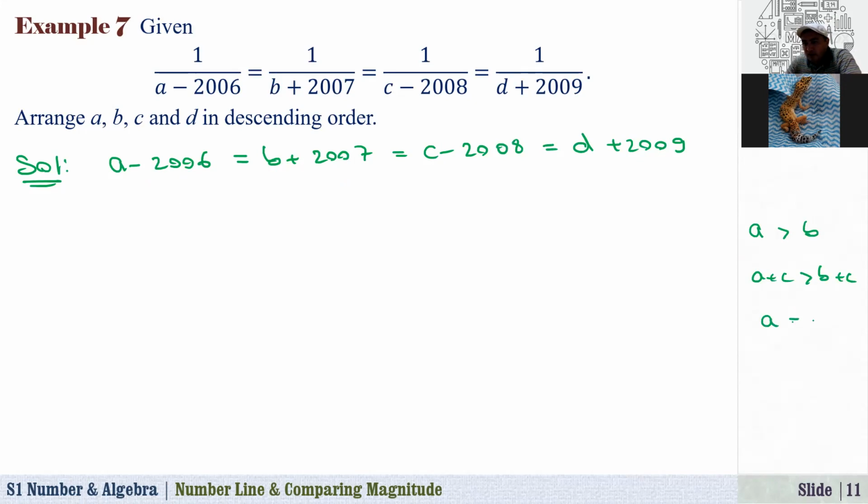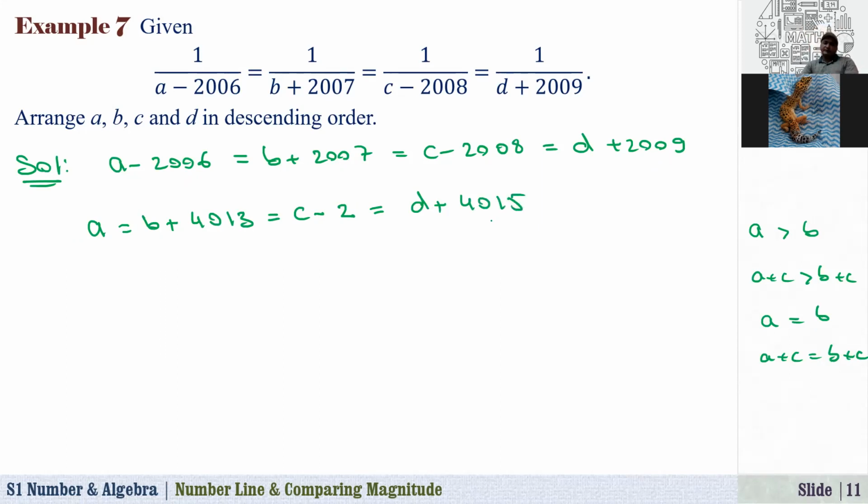At the same time, if A equals B, then A plus C equals B plus C. So now if you just add 2006 to all sides, here we have A, because negative 2006 plus 2006 is 0. And here we have 2006 plus 2007, that is 4013. And 2006 plus negative 2008, that is C minus 2. And here we have D plus 2006 plus 2009, that is 4015. Okay. So now from here, we can compare these numbers, right?